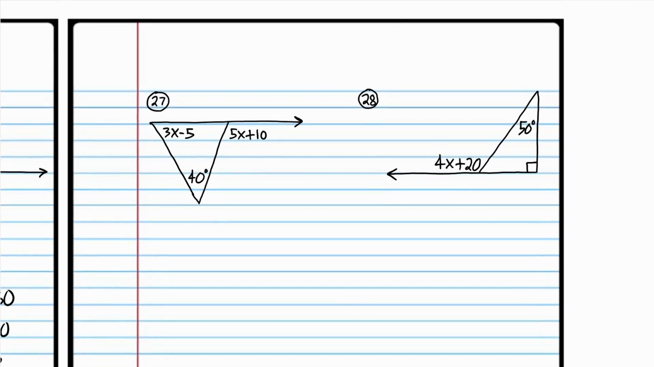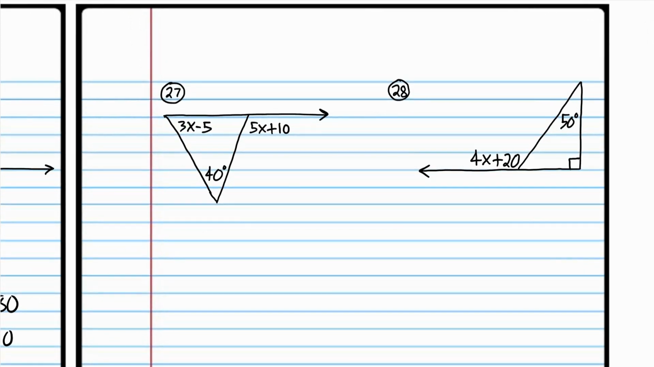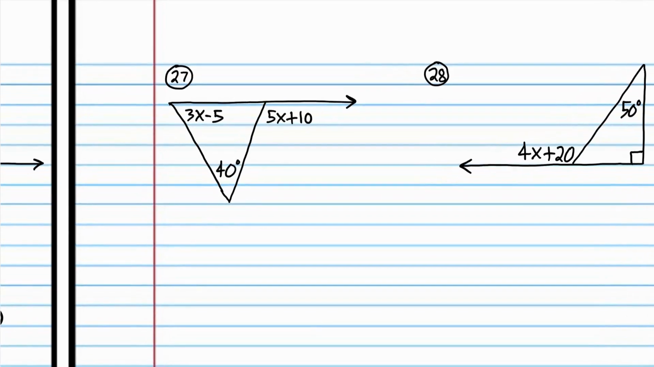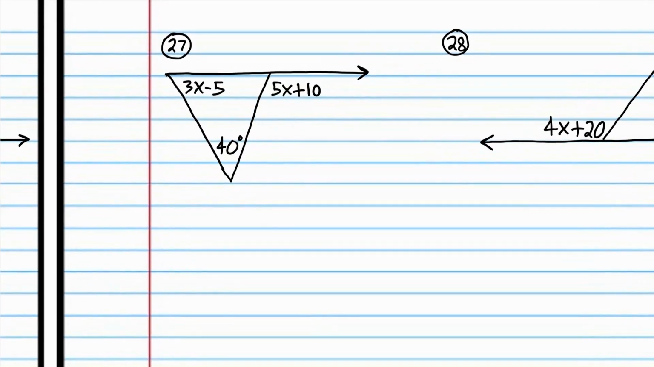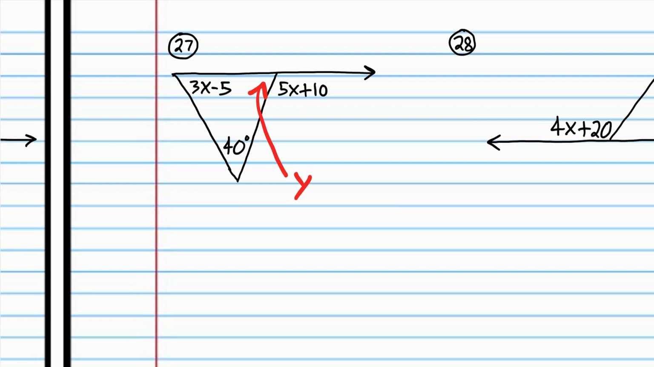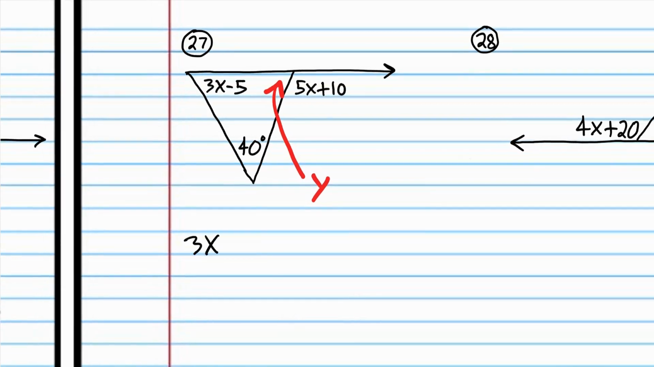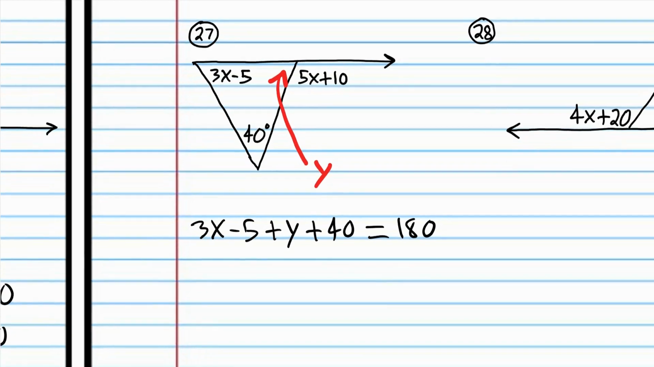All right, so number 27. This problem is going to be more difficult. It's the same principle, but we're going to have to come up with what is sometimes called a dummy variable. It's not defined as a variable. We're going to make it a variable. We're going to call this y. And we know that the sum of all the angles inside the triangle must add up to 180 degrees. So 3x minus 5 is one angle, y is another angle, and 40 is a third angle, and they must add up to 180 degrees.